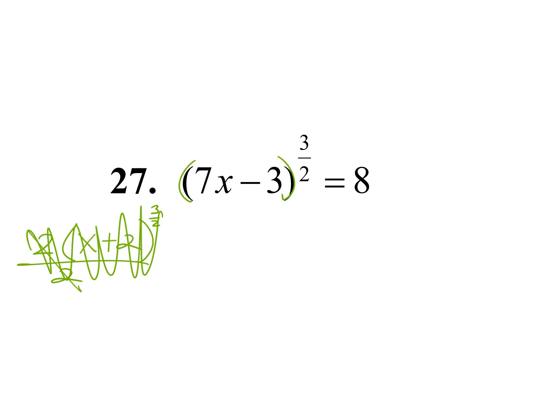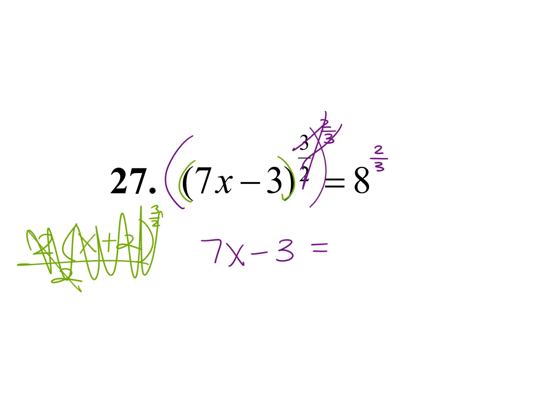So now you do the reciprocal, which would be take it to the 2/3 power. So 8, well, you don't need those parentheses. We'll just write it like this. 8 to the 2/3. This goes away. That's 1. So really on the left, you just have 7x minus 3. 8 to the 2/3 power. Easiest way to do that is what? Cube root. Put it in your calculator. 8 to the 2 divided by 3 power. It will tell you what that number is.